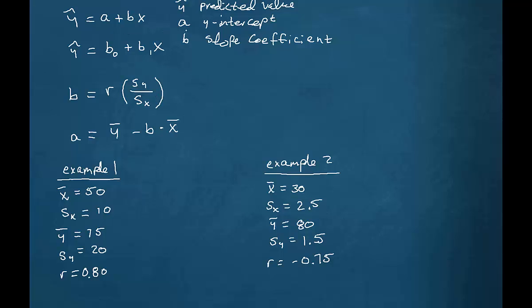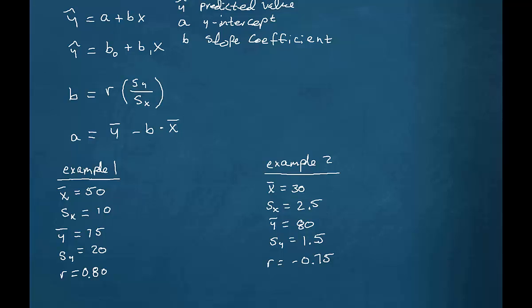But for this simple linear regression model that we're looking at, where we only have the variable x and the variable y, the slope coefficient can be calculated using this formula: r, the correlation coefficient, times the standard deviation of the y values divided by the standard deviation of the x values. And then the y-intercept, a, can be calculated by this formula: the mean of the y's minus the slope coefficient that we will have just calculated, b, times the mean of the x values.